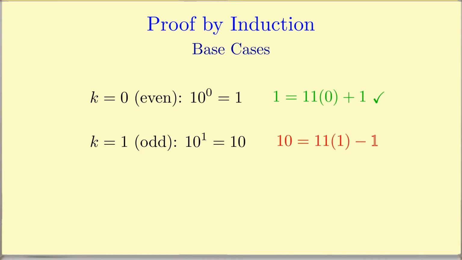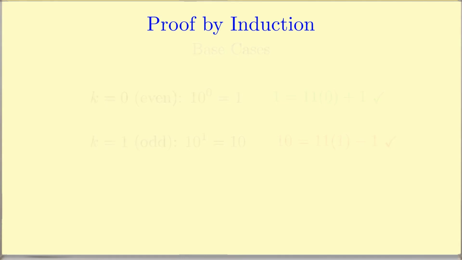10 to the power of 1 is 10. Does 10 equal 11 times 1 minus 1? Yes. The first odd domino falls. Now for the inductive step. Let us assume our rule is true for some random power k. We must prove it forces the next power, k plus 1, to follow the opposite rule.